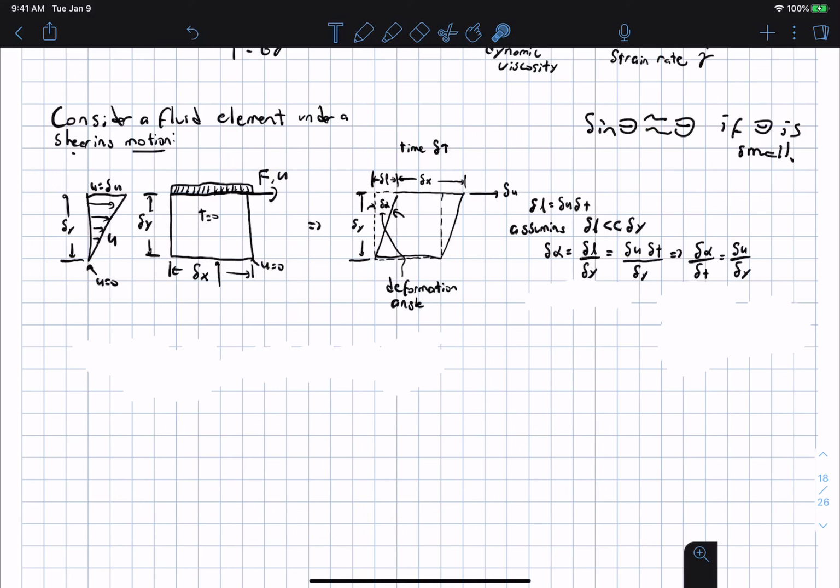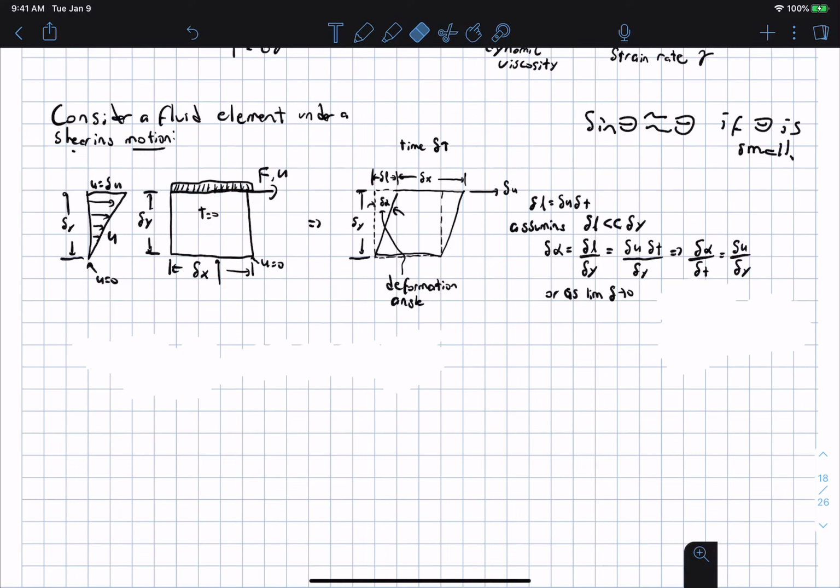Well, lo and behold, we can take a limit as delta goes to 0. If I do that, we have a definition of derivative here and another derivative here, because we can make the sides of this fluid element very, very small, but still not violating the continuum approximation. And so we have d alpha dt is equal to du dy. So basically du dy, the velocity gradient, the slope of this velocity function here, is related to the deformation rate of the fluid.